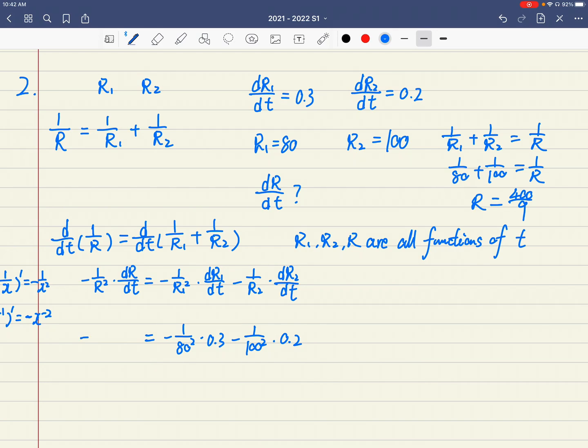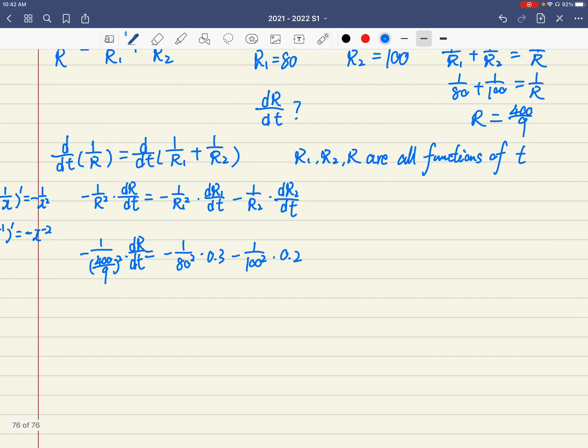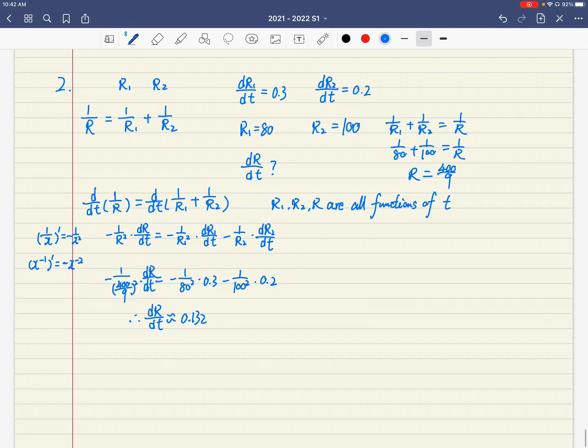So here, let's substitute R in. It's negative 1 over (400 over 9) squared, times dR over dt, is equal to the right-hand side. Then you just use your calculator to get the solution. So dR over dt is around 0.132. All right, sorry, here it's a typo. It should have a square here.